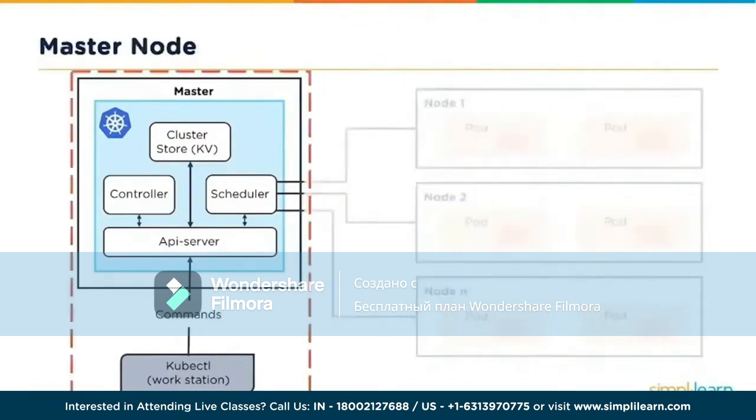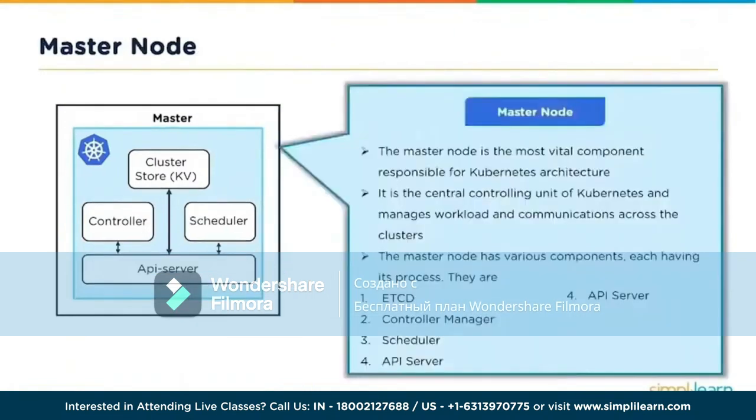So let's dig a little bit further into the architecture of the master. The master itself is comprised of a number of key components. Again, this is the tool that's going to manage your entire Kubernetes infrastructure. The key components that you have are the etcd, controller manager, scheduler, and API server. The four key components are etcd, or the cluster store, the controller manager, the scheduler, and the API server.